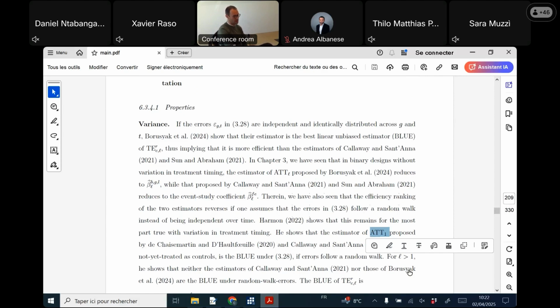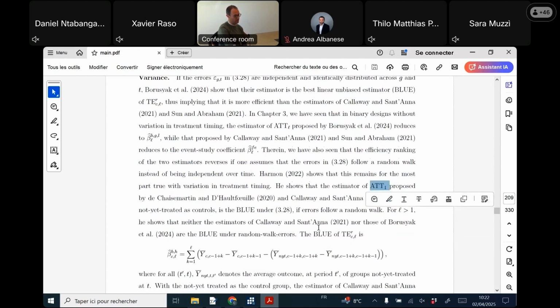Okay. Now, when we want to estimate effects of more than one period of exposure, unfortunately, the BLUE is neither Borusyak et al. nor Callaway-Sant'Anna. It's yet again a third estimator, which has this expression here, which is essentially not very different from the Callaway-Sant'Anna estimator.